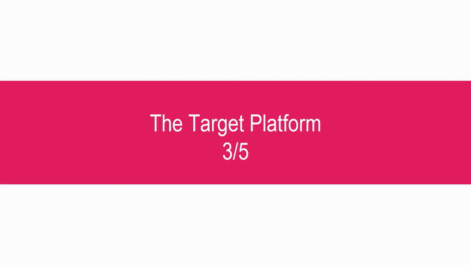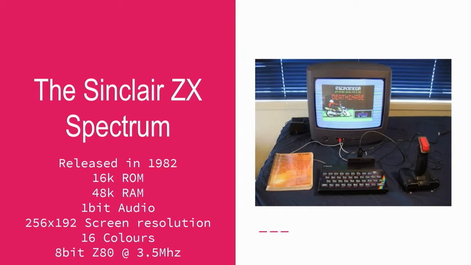So now we'll talk about the target platform. It was the Sinclair ZX Spectrum. It's released in 1982. It has 16K of ROM. So the ROM, the Spectrum had a basic interpreter in it, a basic programming language, also routines to load and save from cassette, things like that. That's what's included in your 16K ROM.